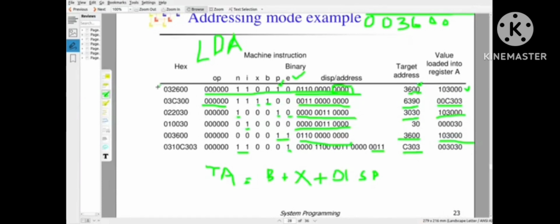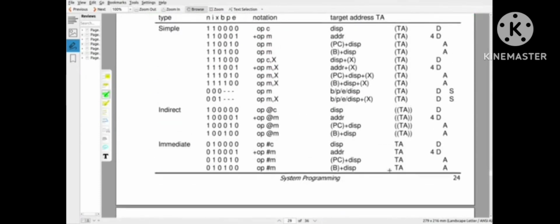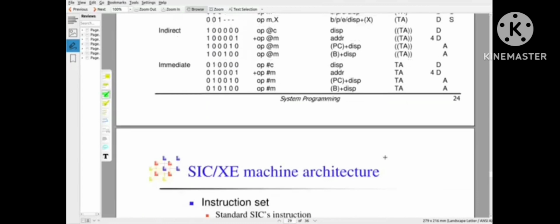So these are a few instructions, and which addressing mode each instruction belongs to, and how the target address is calculated based on the addressing mode, is explained in this table. Okay, this is another example we can work out.